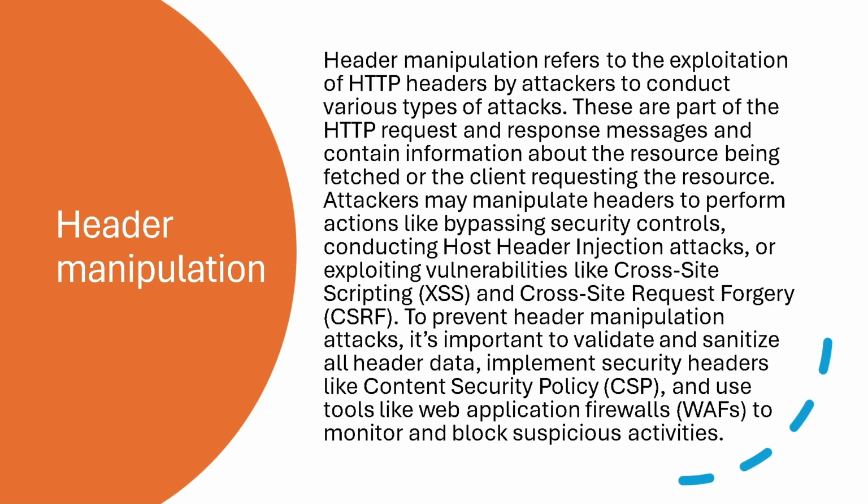Attackers may manipulate headers to perform actions like bypassing security protocols, conducting host header injection attacks, or exploiting vulnerabilities like XSS and cross-site request forgery. To prevent header manipulation attacks, it is important to validate and standardize all header data, implement security headers like CSP, and use web application firewalls to monitor and block suspicious activities.